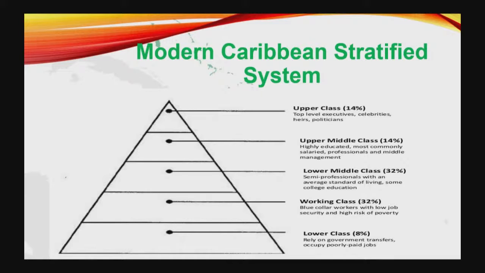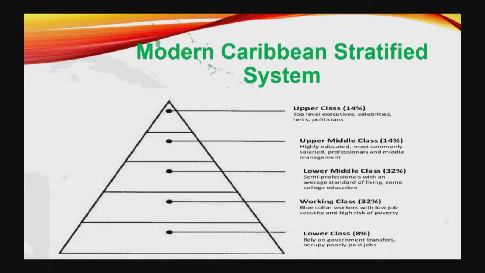Now, modern Caribbean stratified system. Why do I say this? Because we still have a stratified system. It may not be caste or closed, but we still have a stratified system. What do we call this one? We call this a class-based system, all right?